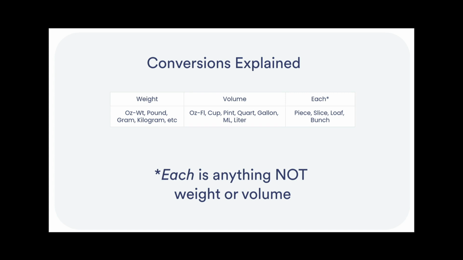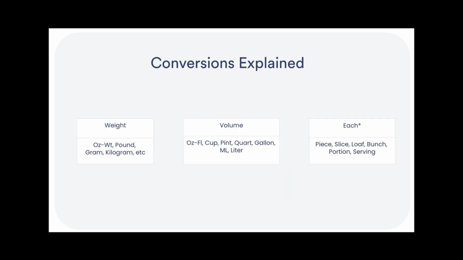Equivalencies are used in MEAS to help us bridge the gap between units of weight, units of volume, and units of each. MEAS automatically knows how to convert within one kind of unit. For instance, for weight, we know there are 28 grams in an ounce, and for volume, we know there's 4.25 cups in a liter. But converting between different types of units, like weight to volume or weight to each, can change ingredient to ingredient or recipe to recipe. That's where equivalencies come in.